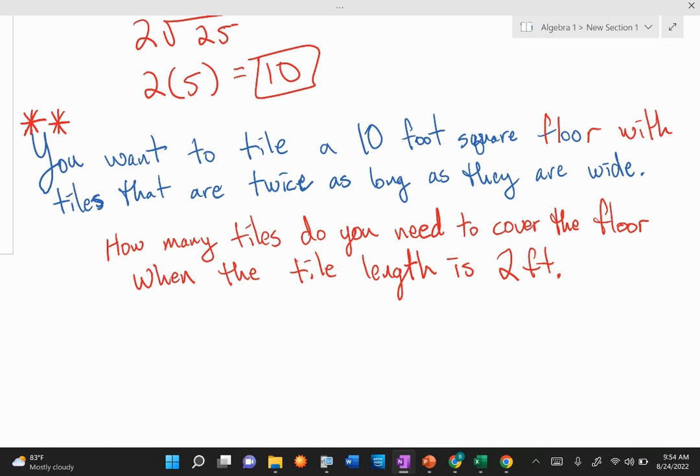10 feet. Y'all just keep doing that for 30 minutes. 10, 10, 10. Okay. 10. Yeah. So it's twice as long. That's 20.